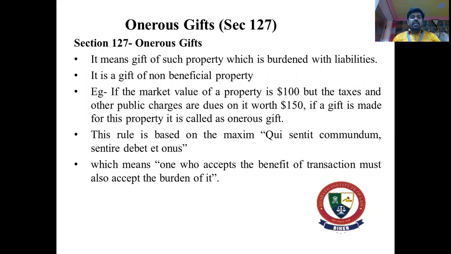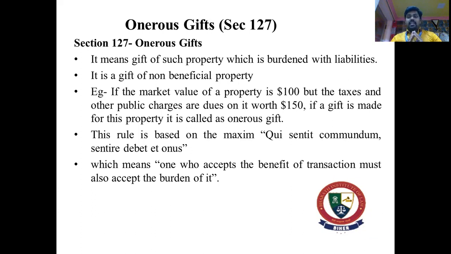So let's say I'm making a transfer of a property which is worth 100 US dollars. But already there are lots of dues on the property. There are lots of taxes or a debt or a loan due, which is worth 150 US dollars. Then this gift is called an onerous gift. So it is not that you cannot accept it. You can accept it, but as we have said, you have to accept the benefit as well as the burden out of it.